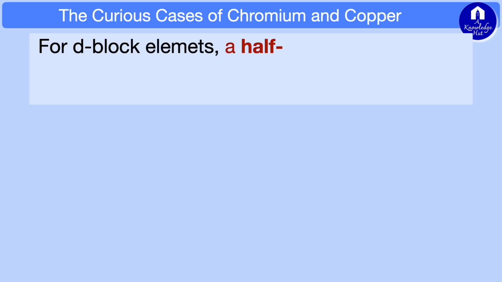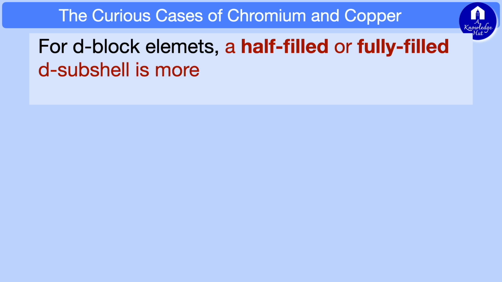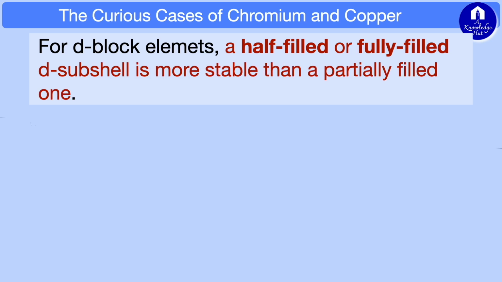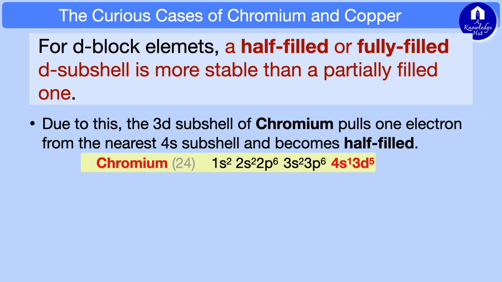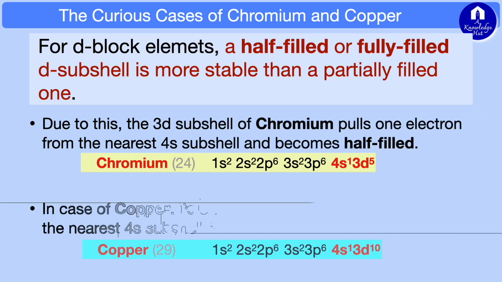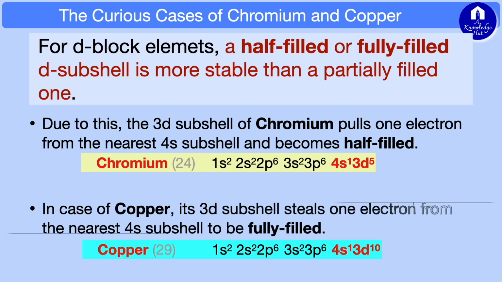For d block elements, a half-filled or fully filled d subshell is more stable than a partially filled one. Due to this, the 3d subshell of chromium pulls one electron from the nearest 4s subshell and becomes half-filled. In case of copper, its 3d subshell steals one electron from the nearest 4s subshell to be fully filled.